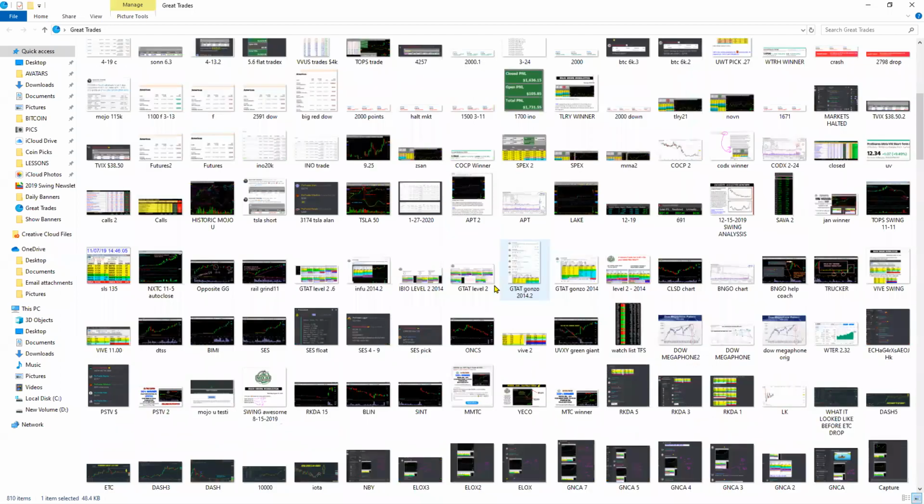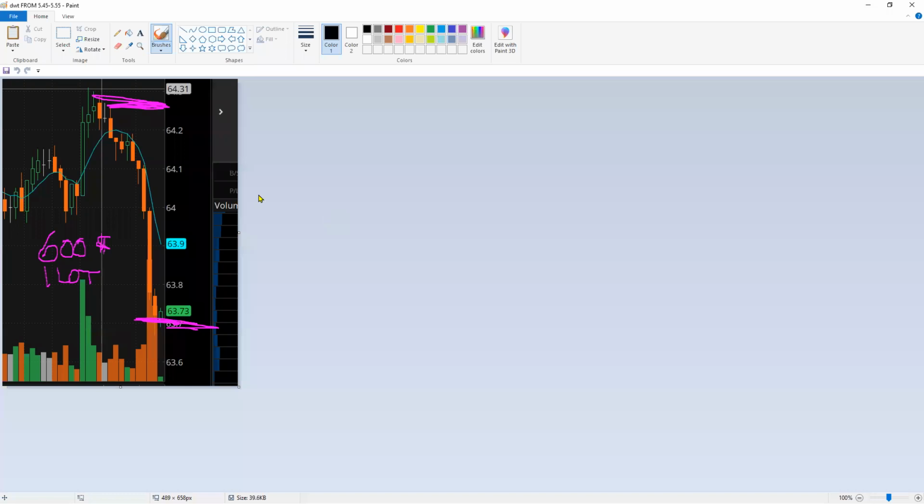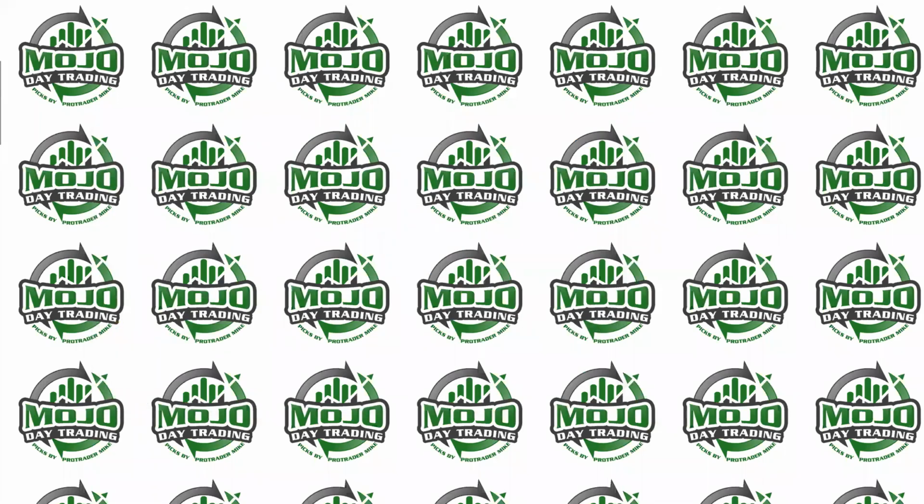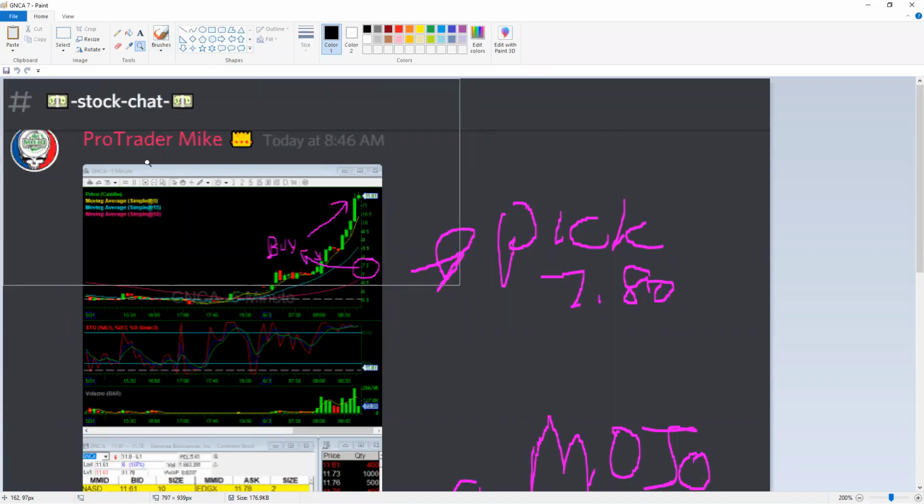Let's look at DWT. Oh, that's a futures trade. Let me look over here. Got a lot of profit ones. How about right here, GNCA, hit 12. So GNCA, we buy it right here.